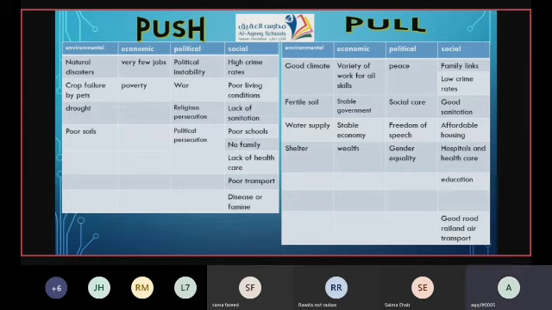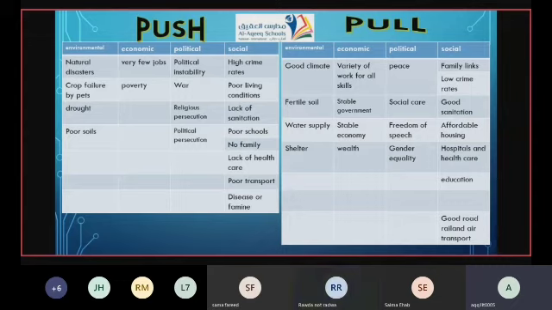When you talk about political pull factor, for sure we're gonna talk about peace. Okay, having peace in the area. And they are having great social care in the area.